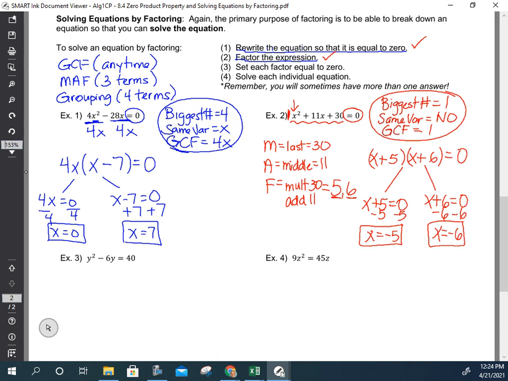Got one more example that we'll do together. And of course, 4, 5, and 6, we'll do on Friday.